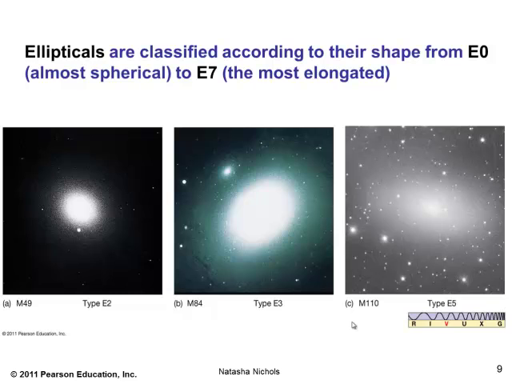Both galaxies lack spiral structure and neither shows evidence of cool interstellar dust or gas, although each has an extensive X-ray halo of hot gas that extends far beyond the visible portion of the galaxy. And in frame C, we have galaxy M110, which is a dwarf elliptical companion to the much larger Andromeda galaxy.